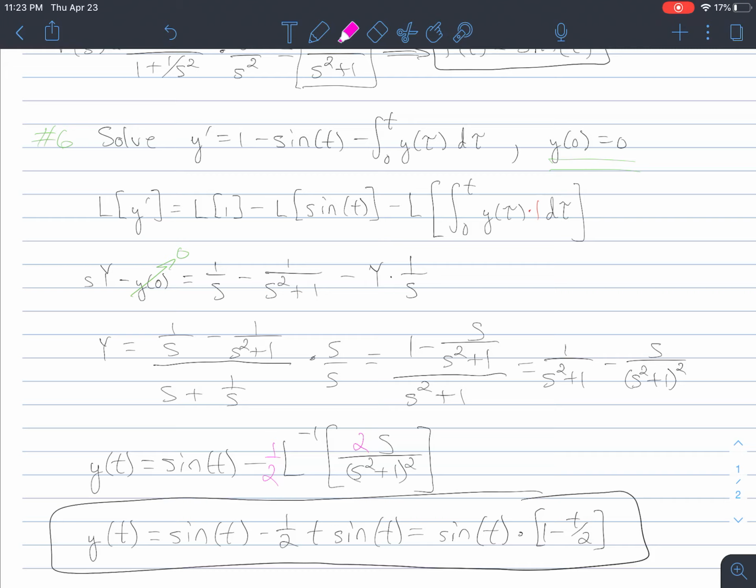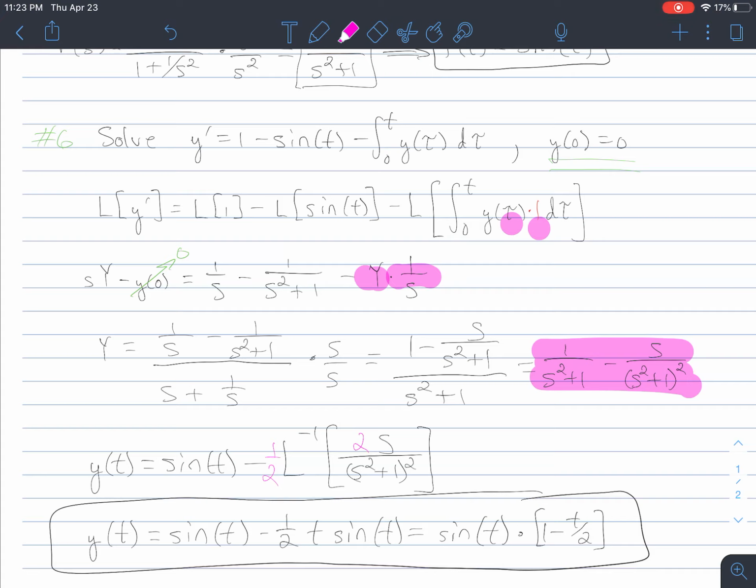Laplace of sine of t, we just saw, is 1 over s squared plus 1, minus the Laplace of this integral. You have a y of tau, and you secretly have a 1 in there. So you do have a product. The y of tau becomes capital Y, and the 1 has a transform of 1 over s. So that's where those two come from. And again, this is from your convolution integral. From here, you solve for Y, which I do on the next line. And that turns out to be what I've got over here, 1 over s squared plus 1 minus s over (s squared plus 1) squared.